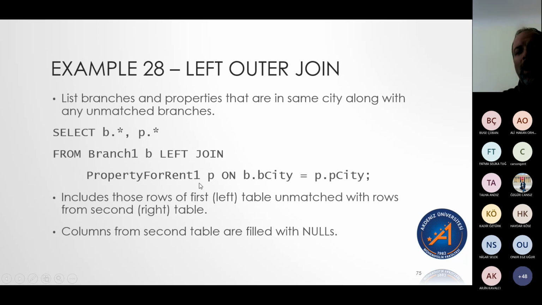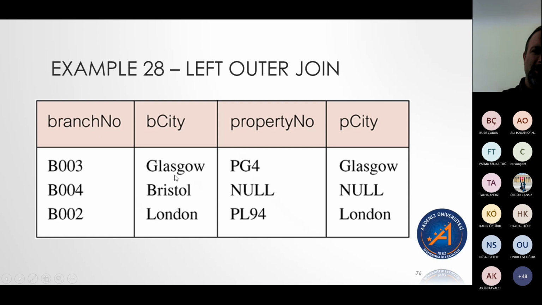Property for rent is considered the right table. So it's going to give me everything from the branch, and it's going to give me the property for rent information based on the city name. And if there is no property for rent in that city, it just fills it with null. So it would look like this: the branch information with the property in that city, and this Bristol one gets nothing because there is no property for rent in that city, but we still see it as part of the result. Kind of a powerful thing that we can do here.